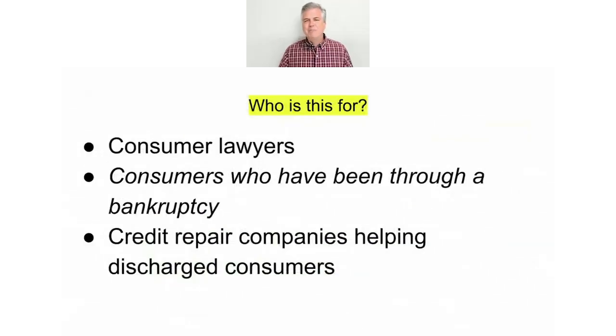And so real briefly, this is for lawyers. I'm a consumer lawyer. This is for consumers, because you may be sitting here and maybe you've gone through a bankruptcy, or maybe you're in the middle of a bankruptcy, or you're thinking about it, or you may have family or friends, or you may be a credit repair company and you've got customers who either are going through this or have gone through this in the past, and you want to see what you can learn from this.